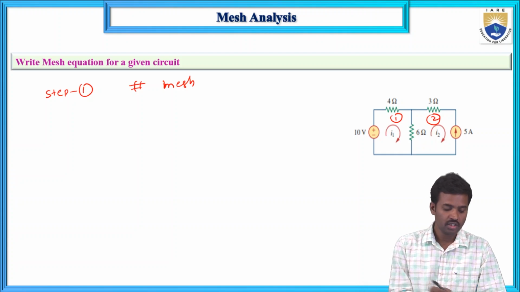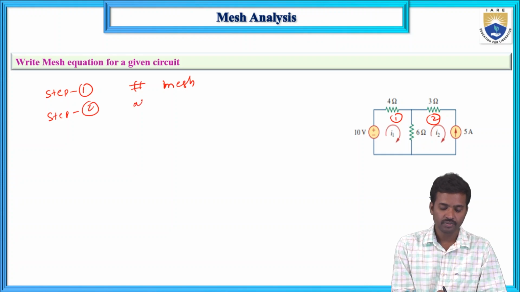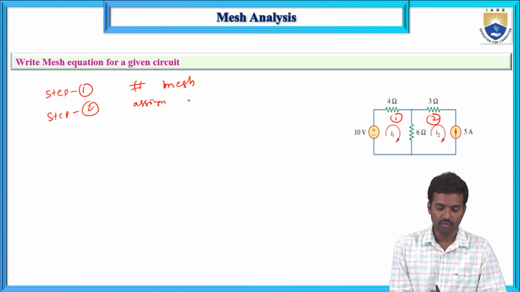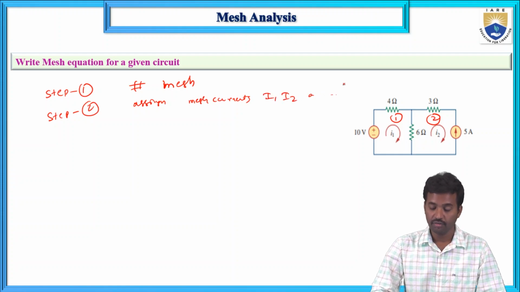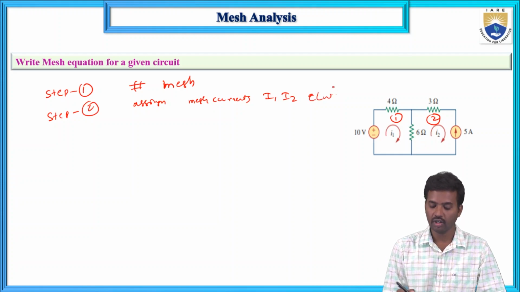And next, the second step: assign the mesh currents I1, I2 and till IN, if there are n meshes. That means here we have two meshes, so two currents, I1 and I2, in the clockwise direction.